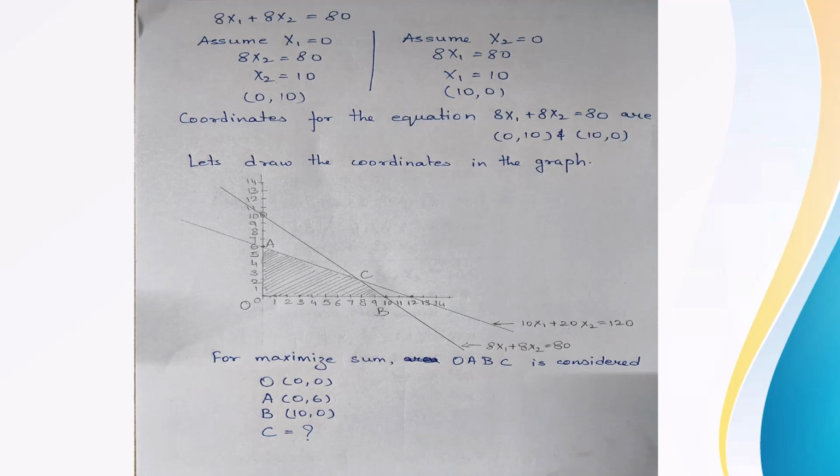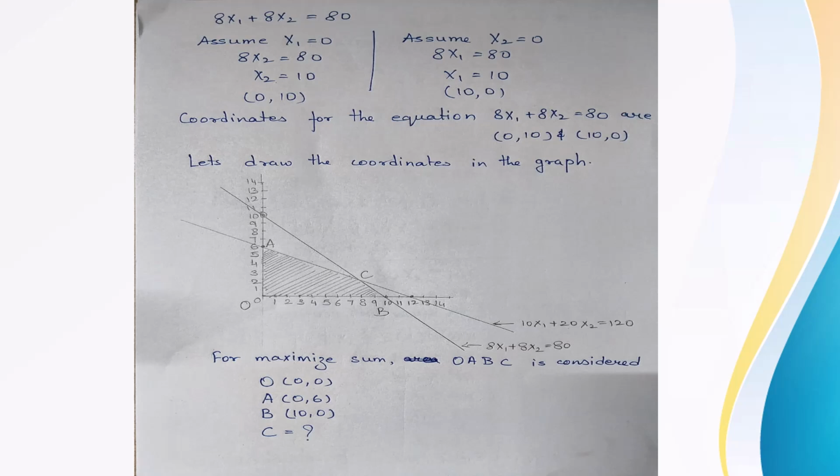Next, in the same way, we have to find the coordinates of 8x1 + 8x2 = 80. Assume x1 as 0. Then the equation will become 8 multiplied by 0 plus 8x2 = 80. 0 plus 8x2 = 80. That is 8x2 = 80 and x2 will become 80 divided by 8, that is 10. So x1 is 0 and x2 is 10. So the coordinate is (0, 10).